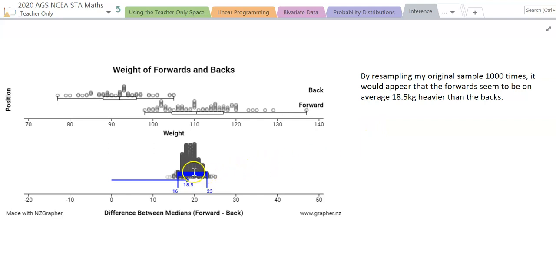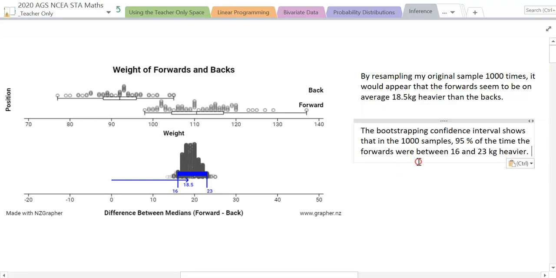Having done that, I'm then going to talk about this confidence interval over here. So you can paste in some statement, and the statement might look something like this. The bootstrapping confidence interval, that's this blue part over here, shows that in the 1,000 samples we took from here, 95% of the time, the forwards were between 16 and 23 kilograms heavier. So I'm listing the extremes of this confidence interval. So 95% of the time, 950 times out of that 1,000 samples, the forwards were between 16 and 23 kilograms heavier.